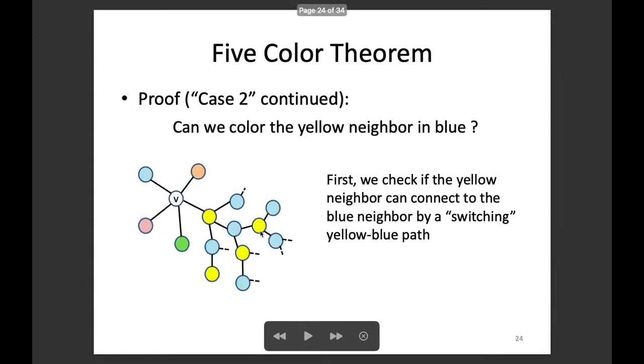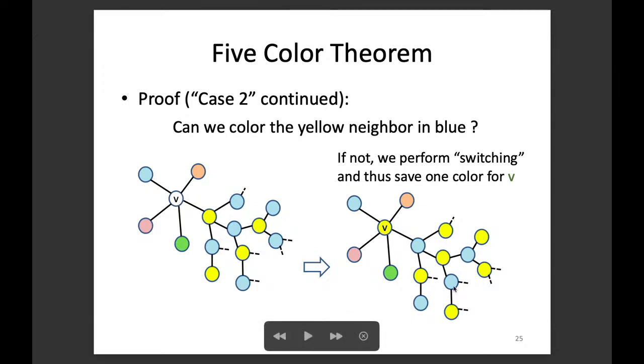Okay, so what can we do? First of all, we want to color the yellow in blue, but then we need to take care of the case that this yellow one may be connecting to vertices in blue, right? So in that case, what should we do? Because if this is colored blue, then there will be color clashes here. So if this is colored blue, then we move on to color the neighboring blue vertices into yellow. And then if this is yellow, then we move on to color the neighbors of neighbors into blue, and so on and so forth. So we are going to try to do a yellow-blue path, and then we swap the colors, yellow to blue and blue to yellow. Is that okay?